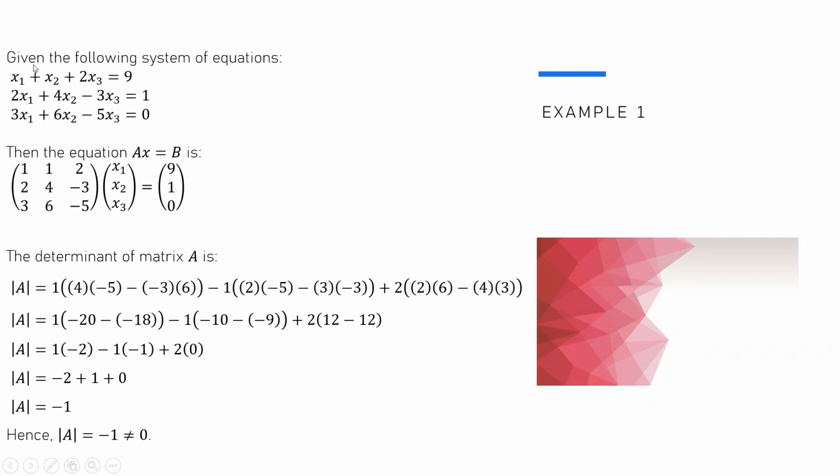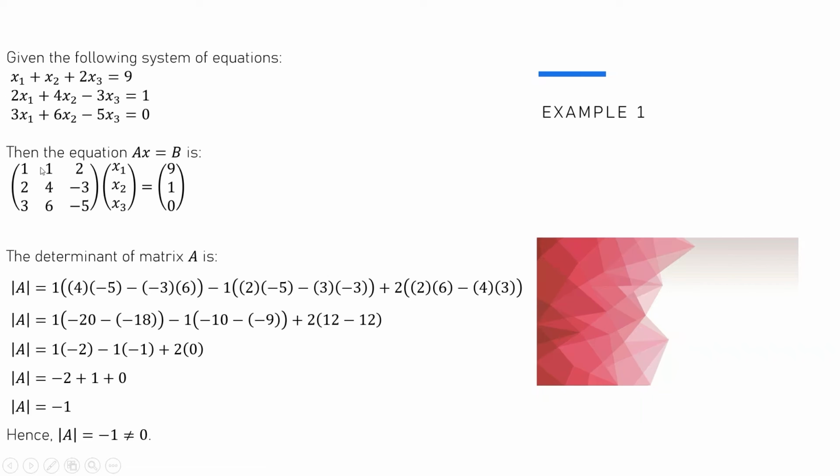Okay, here we were given the following system of equations. x1 plus x2 plus 2x3 equals 9. 2x1 plus 4x2 minus 3x3 equals 1. 3x1 plus 6x2 minus 5x3 equals 0. The equations can be converted to matrix form.